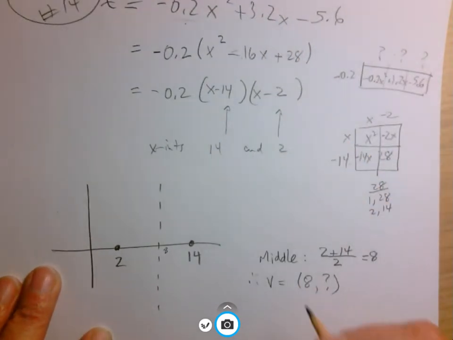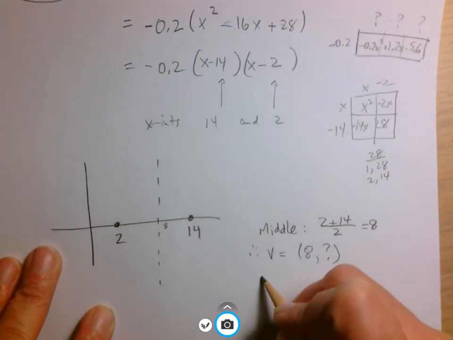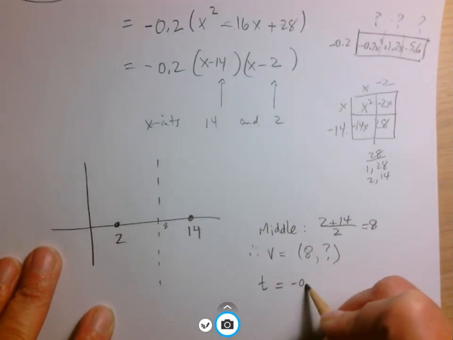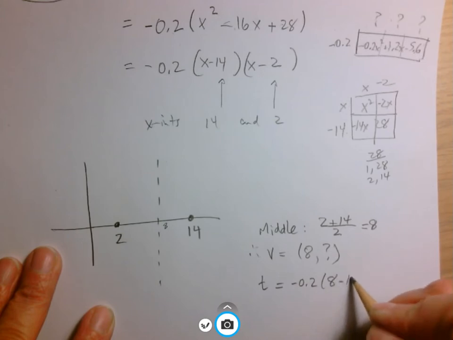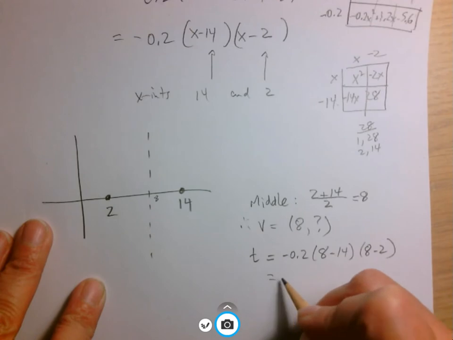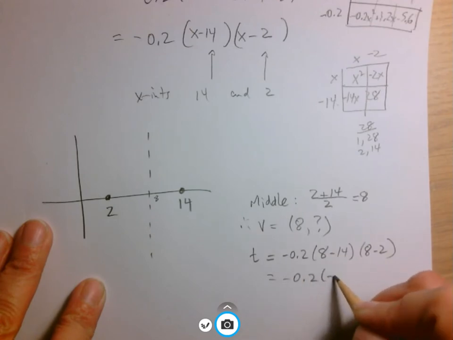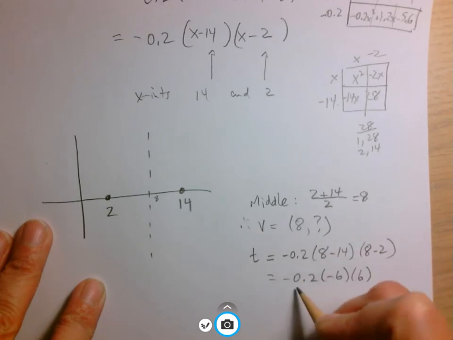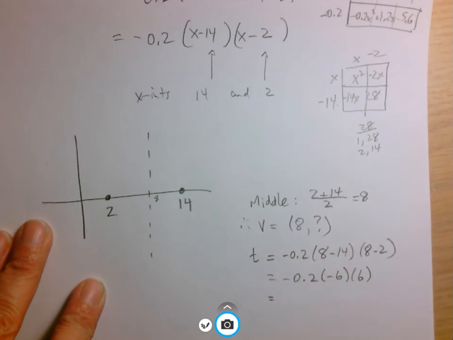Okay, so y equal, or actually in this case it's T equals negative 0.2 times 8 minus 14 times 8 minus 2, which is negative 0.2 times negative 6 times 6. So I'll put that into the calculator.